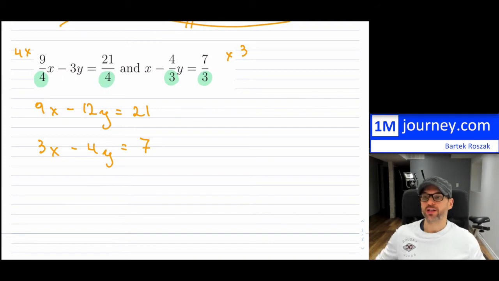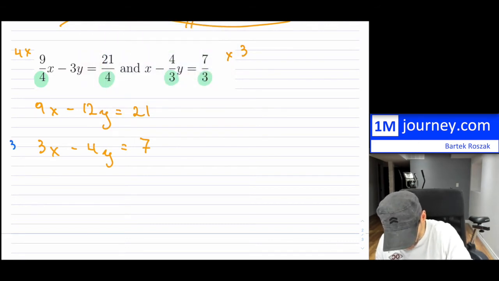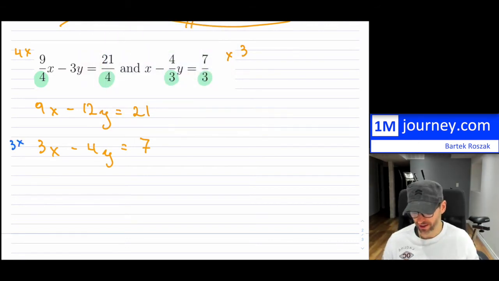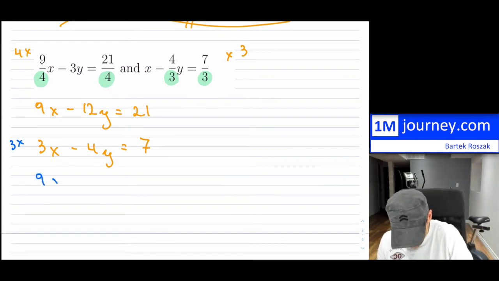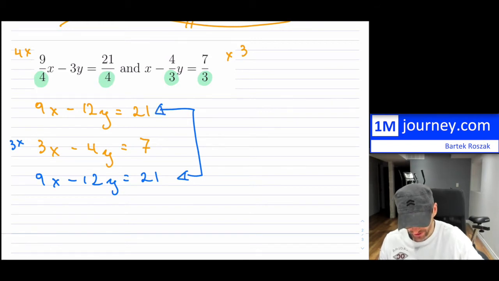Now, if I want to use elimination, I can eliminate either one. It doesn't really matter. Notice, let's eliminate the x here. So I'm going to multiply the second line by 3. And that's going to give me 9x minus 12y equals 21. So take a look here. These are the same lines. So these two lines are identical.